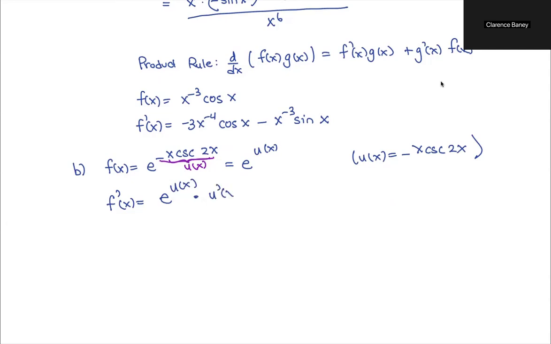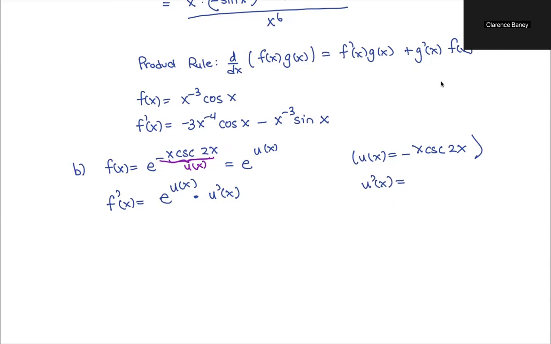And I think this is where some of the difficulty seems to come in, is keeping track of where the u prime has to go. So coming over on the side of my paper here, I'm going to find u prime of x, and I have to use the product rule in this case.